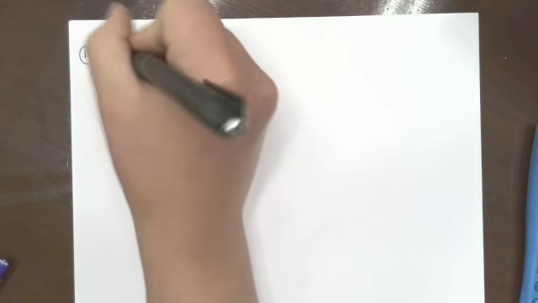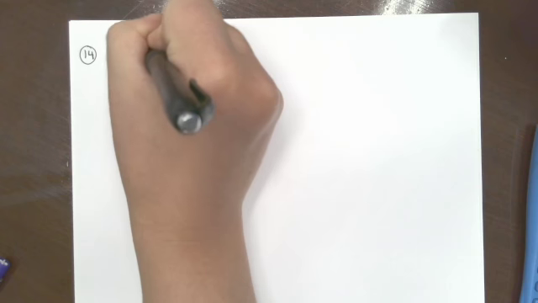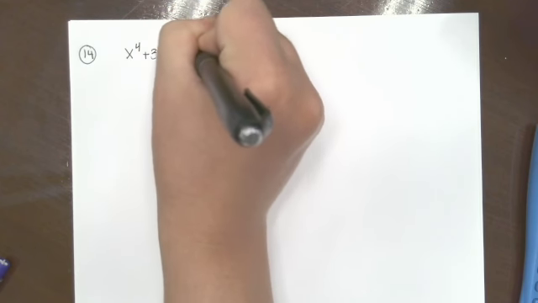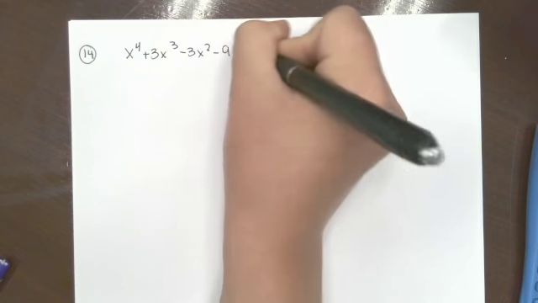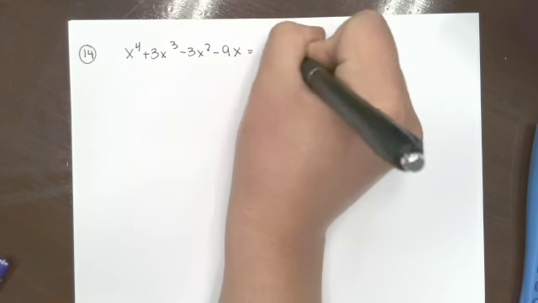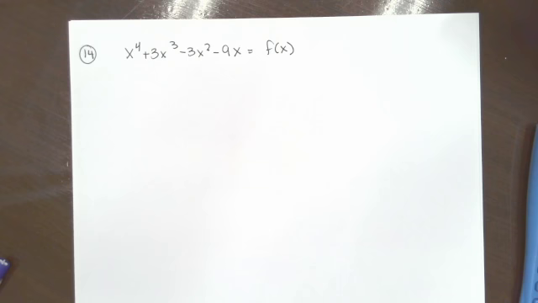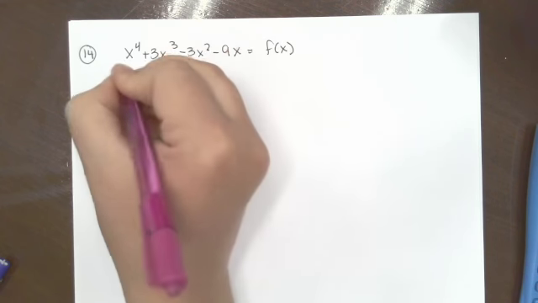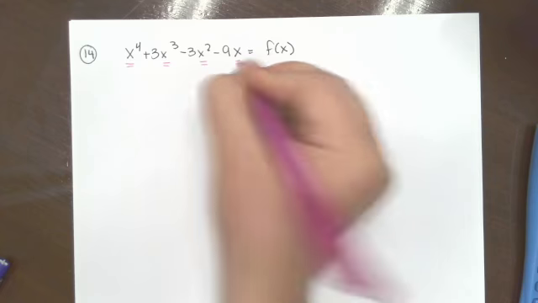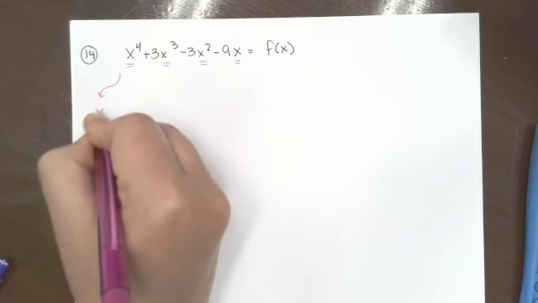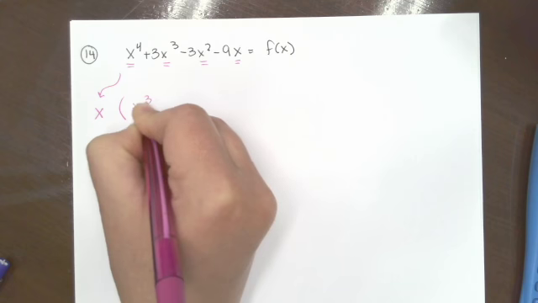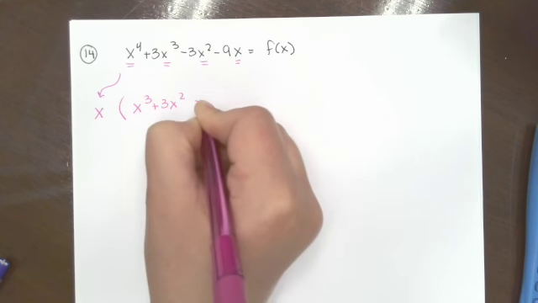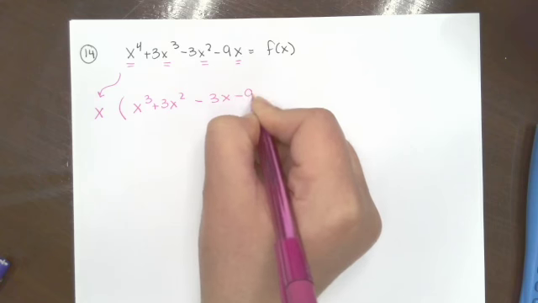So a lot of you on number 14 stopped after you found all your possible, but you didn't actually do anything with them. So we have x to the 4th plus 3x cubed minus 3x squared minus 9x. And that was equal to f of x. And again, depending on what version will depend on whether it is exact or similar. Step number 1, when I was writing it down, I did notice there is an x. So we got to pull out an x. So we got x cubed plus 3x squared minus 3x minus 9.